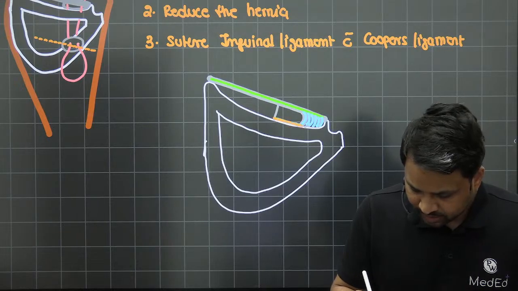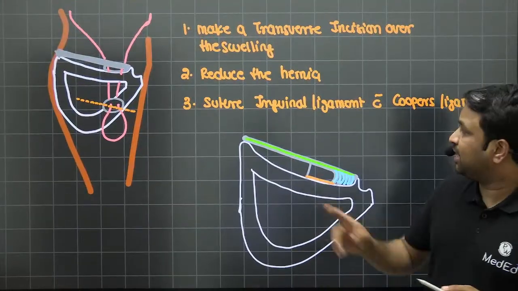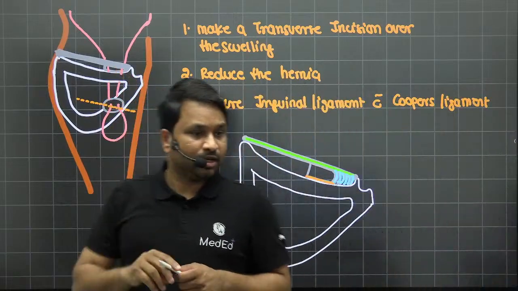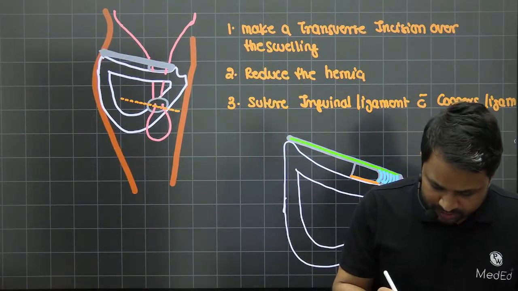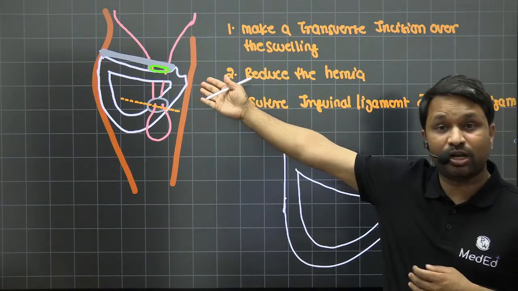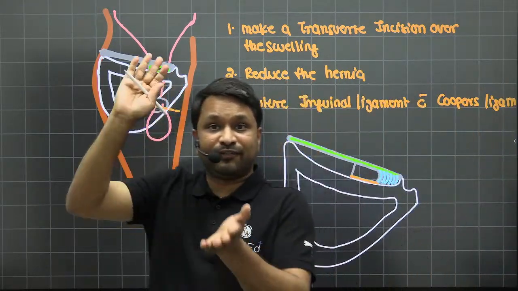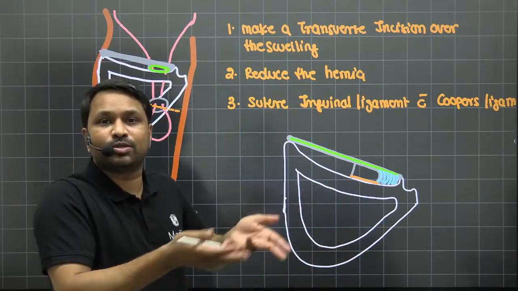Okay? Now, if you see very carefully, where is the entry point of the hernia? Entry point of the hernia is here. Right? What is this entry point? That entry point is nothing but the femoral canal or the femoral ring. If I obliterate the femoral ring, the entry point is closed, isn't it? If the entry point is closed, the hernia will not form.